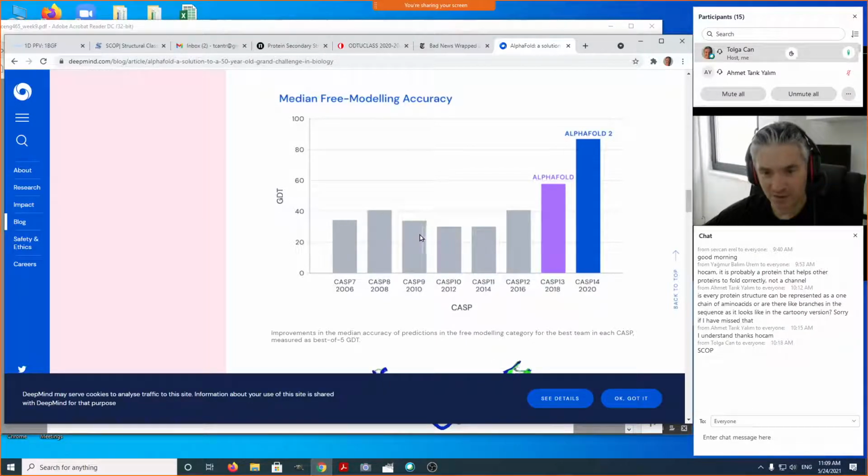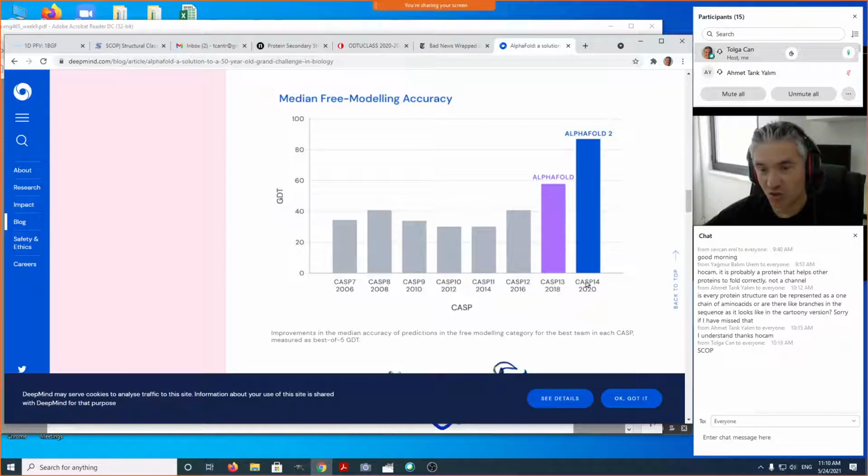Okay, so these are the improvements in the median accuracy of predictions. From 2006 to 2016, maybe even earlier, it was just in this range. And in 2018, it was still a breakthrough, but the organizers did not consider it a solved problem yet. But they were really interested in AlphaFold's ability to increase this bar from the 40s to the 60s.